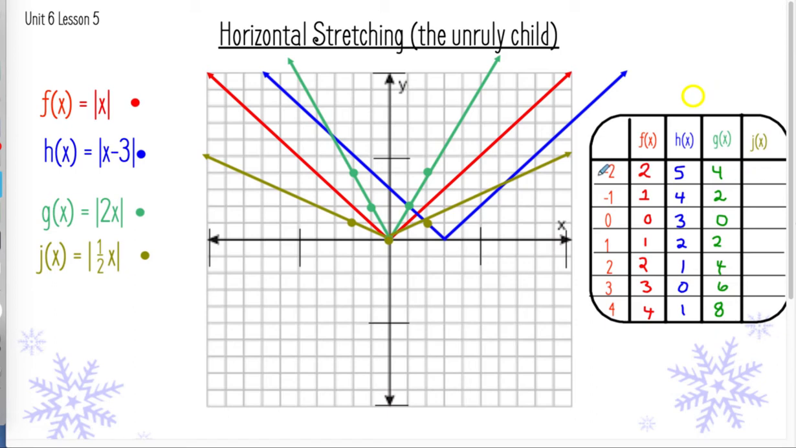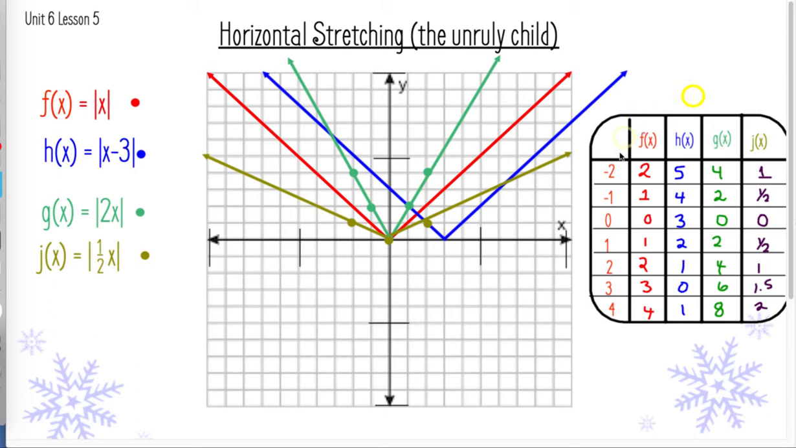So I'm just going to come over here for a second, and I'm going to put in these answers. So when I put in -2, half of -2 is -1. Absolute value is 1. -1, half absolute value is a half. 0 is 0. 1 would be a half. 2 would be 1. Half of 3 is 1.5. Half of 4 is 2.